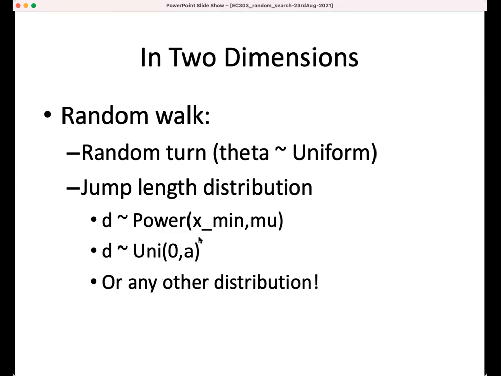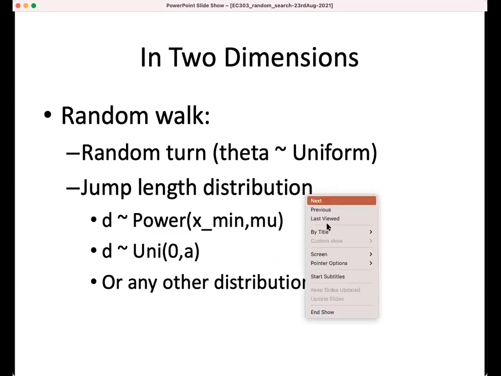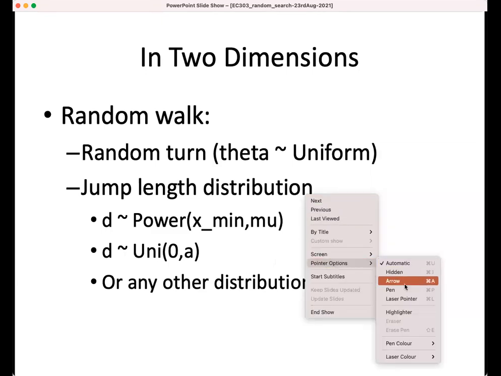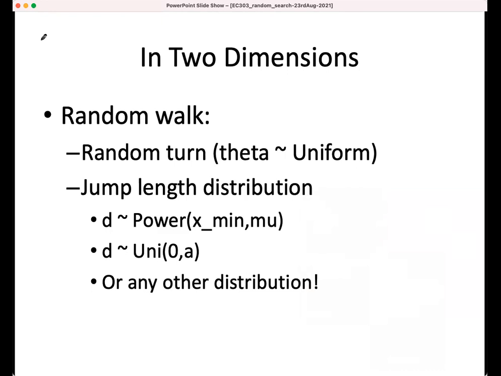Whereas in the context of just 1 second, I'll make sure. Pointer options pen. Okay.